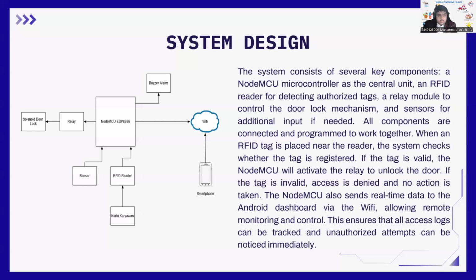So we will have a log that shows whoever tries to access the door without having an authorized ID. And we're going to show you an example after this.